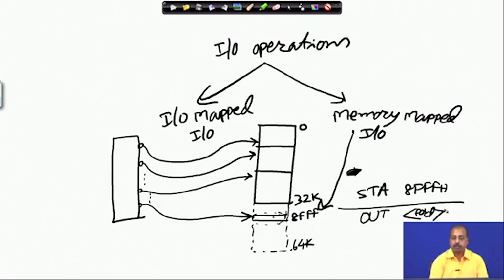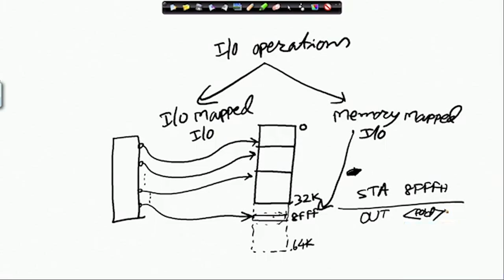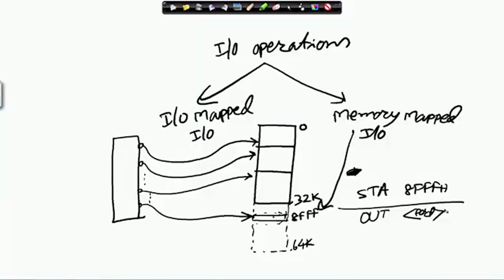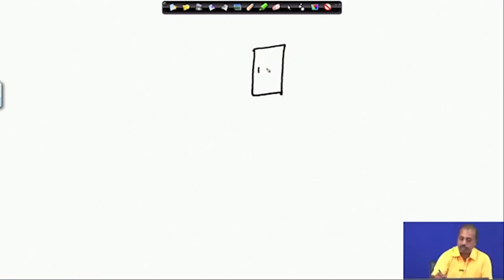The decoders will be separate. If a system has IO mapped IO, then there will be two separate decoders, one for the memory chips and one for the IO devices. That way we will have two different decoders, and the decoding will be totally separate. Suppose this is the decoder for the memory part, and this is the decoder for the IO part.